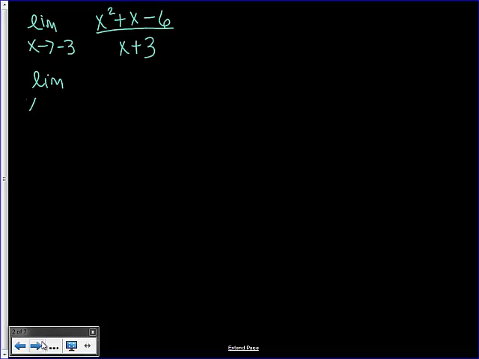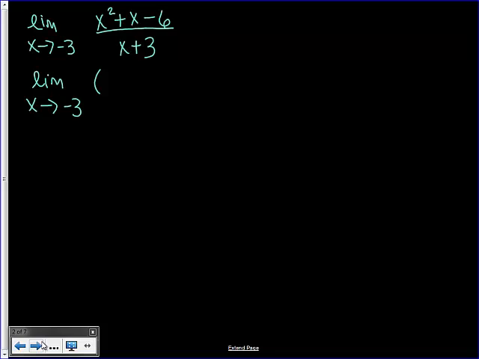And again, this time it is the limit as x approaches negative 3 of x squared plus x minus 6 over x plus 3. Well, I plug in a negative 3 there. I know I'm going to get 0 on bottom. So we're just going to go ahead and assume it's indeterminate. We're going to factor the top and the bottom. So rewrite my limit, x approaches negative 3.